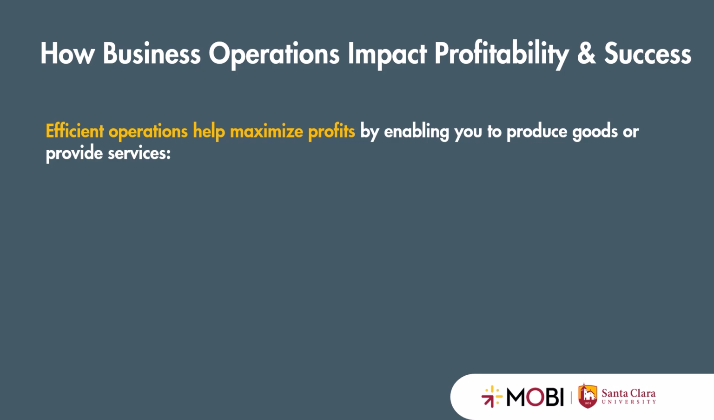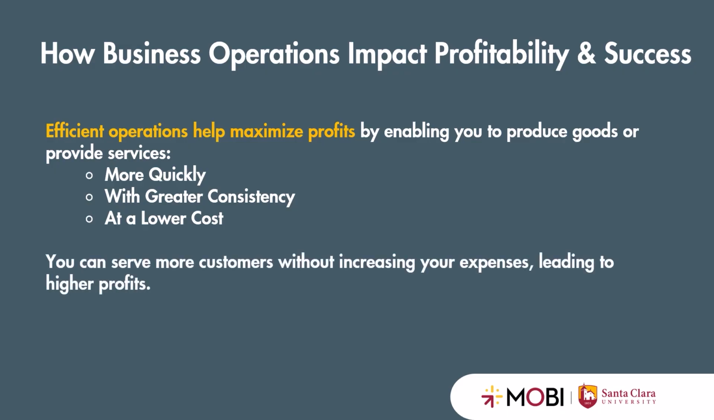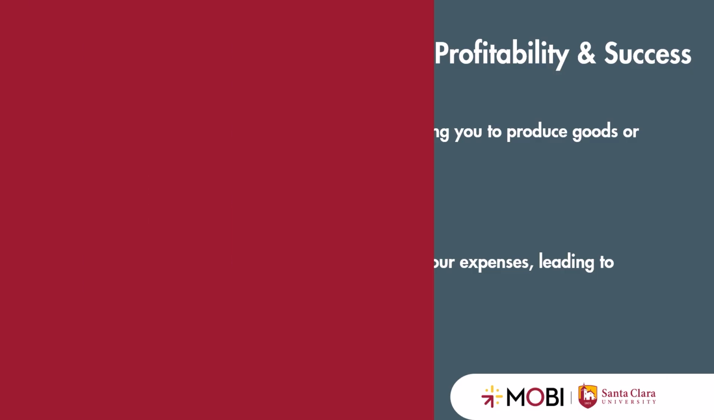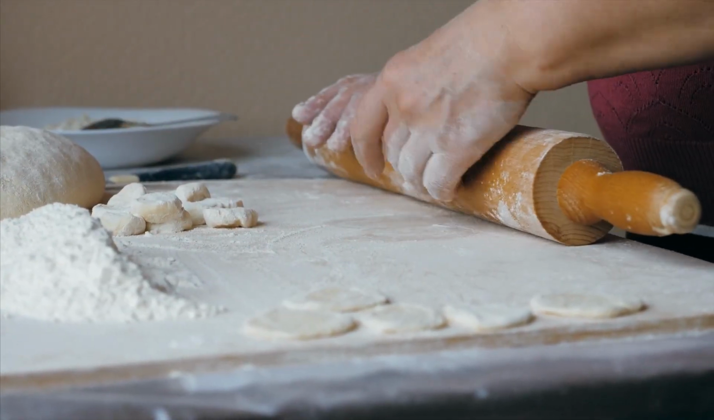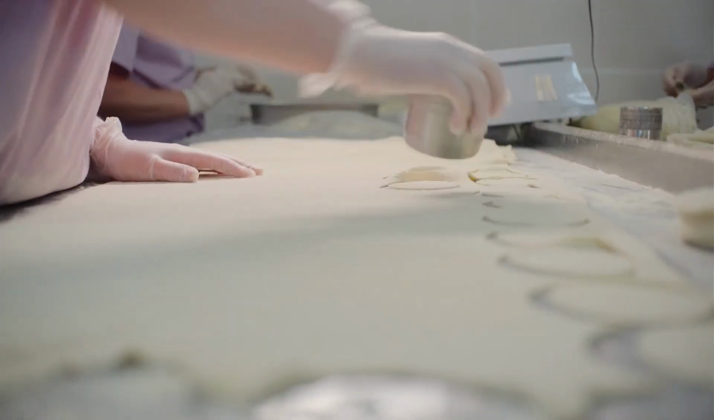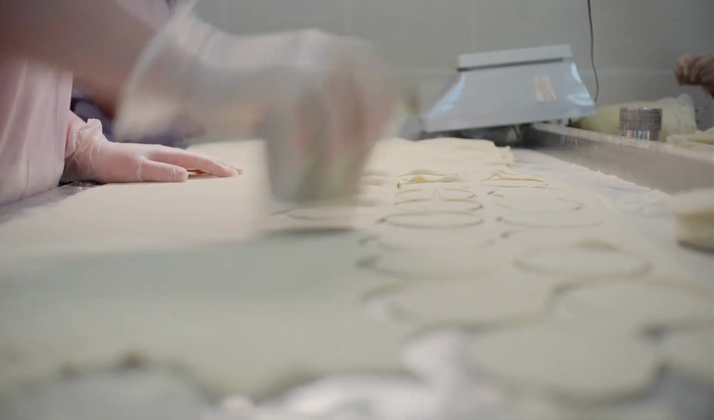Efficient operations are vital because they help you maximize your profits. When your business processes are streamlined, you can produce goods and provide services more quickly with greater consistency and at a lower cost. This means you can serve more customers without increasing your expenses, leading to higher profits. For instance, if you find a way to reduce the time it takes to produce a product, you can make more products in the same amount of time, thus increasing your sales and profits.